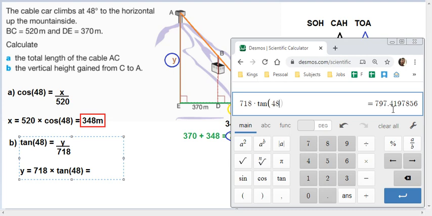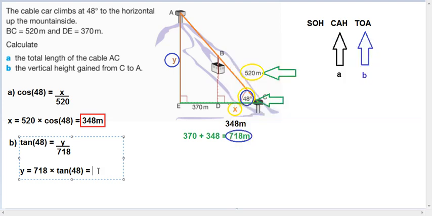797.4. Since 0.4 is less than 5, I'm gonna round it to 797. If you want to put 0.5 here, that's okay, because the exercise is not asking for the number of significant figures or decimal places. You choose, but that's the answer for letter B.